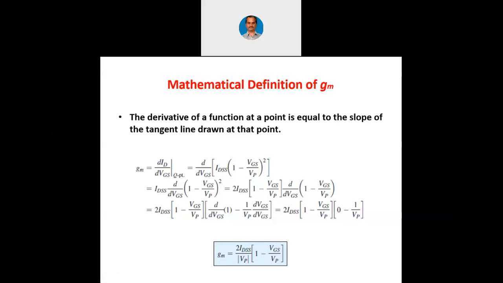So, I will repeat it 3 times now. gm equals 2 IDSS by Vp into 1 minus Vgs by Vp. Second time, gm equals 2 IDSS by Vp into 1 minus Vgs by Vp. Third and the last time, gm equals 2 IDSS by Vp into 1 minus Vgs by Vp. Now even I will also remember, even you will also have to remember. Let me proceed now. This is the mathematical definition of the transconductance.